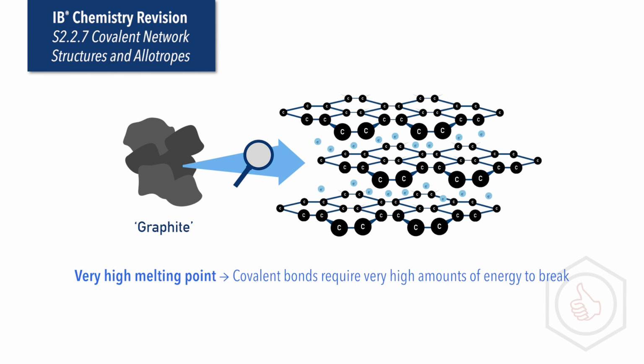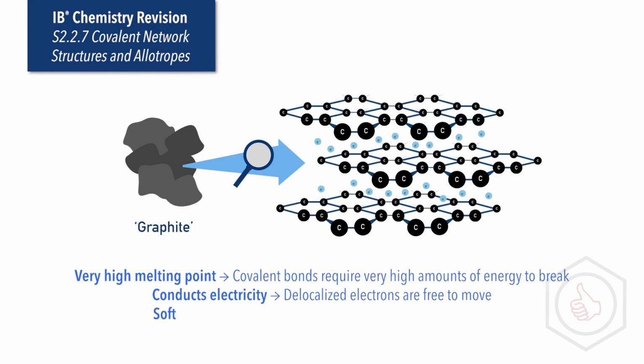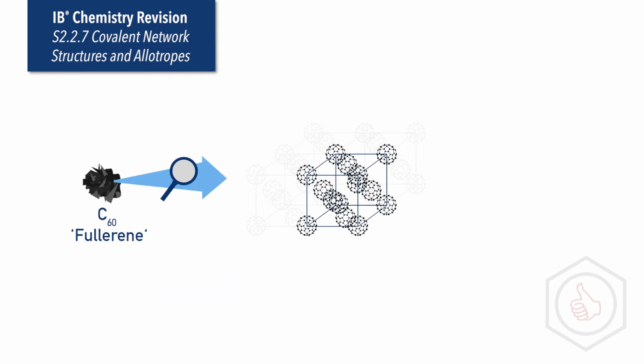However, unlike diamond, graphite is able to conduct electricity because the delocalized electrons between the layers of carbon atoms are able to move freely. The weak forces of attraction between the layers make graphite soft and a good lubricant, because the layers can slide over each other easily due to the weak forces of attraction only requiring low amounts of energy to overcome.